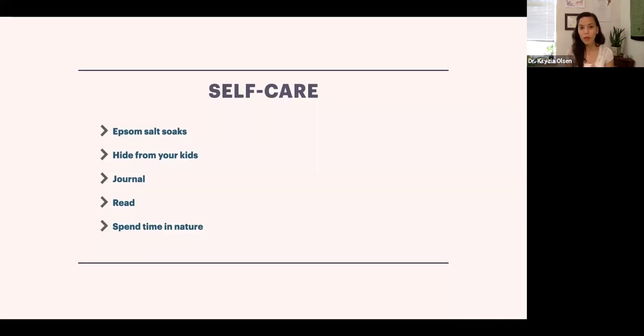Journaling, also so incredibly powerful. It's literally just a great way to get rid of all of the stuff that's thinking in your head. The best way that I have found to get things that just persist out of your head is to write them down.